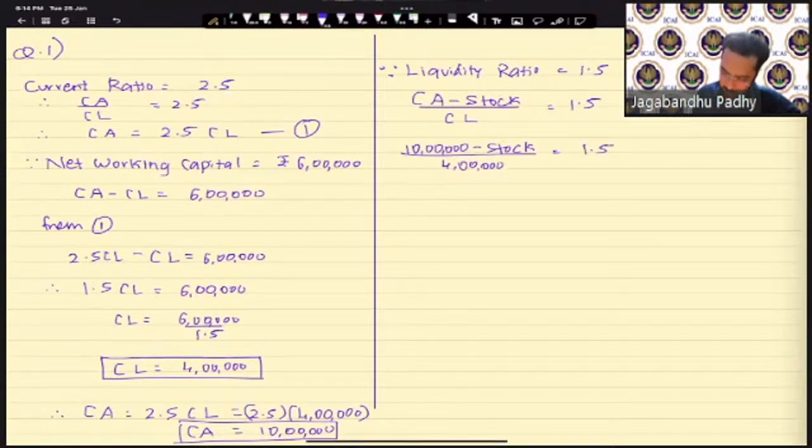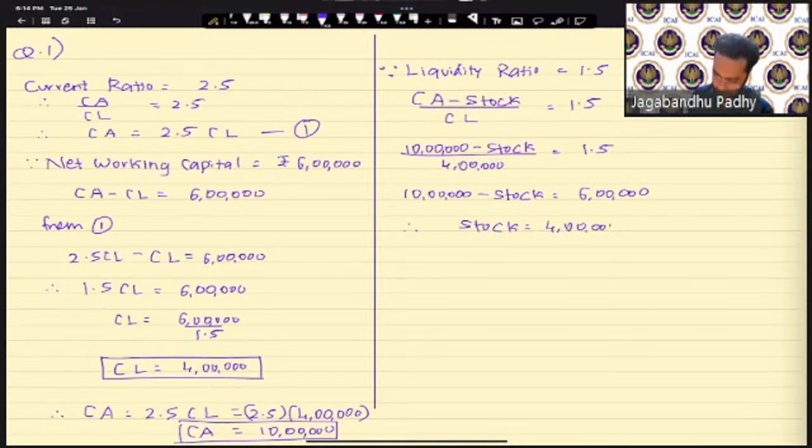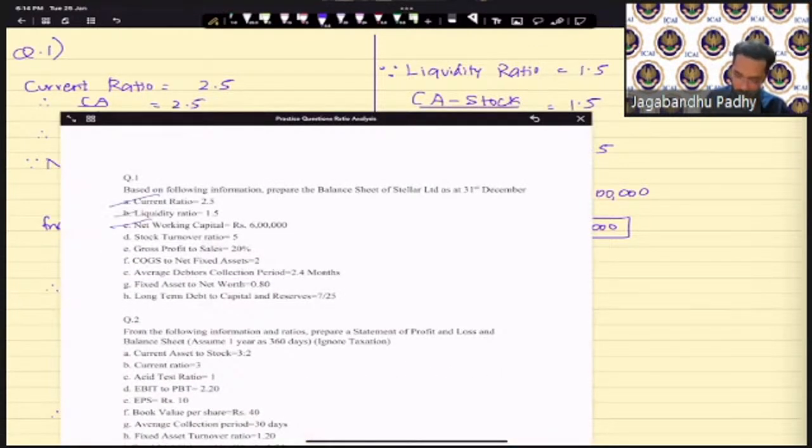That's equal to 1.5. So 10 lakh minus stock is 1.5 times of 4 lakh. 1.5 times is definitely 6 lakh. Therefore, stock should be amounting to 4 lakh. Good. We got the stock value also as 4 lakh. Okay. So we have used the liquidity ratio now.